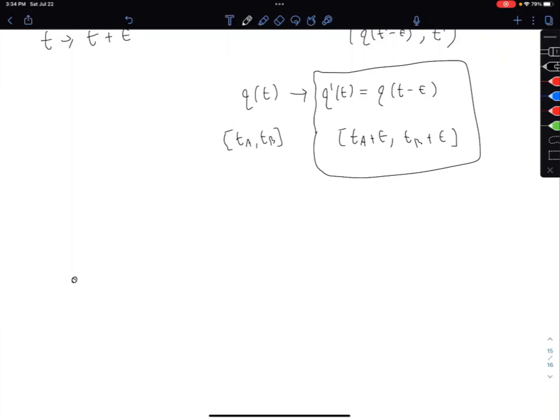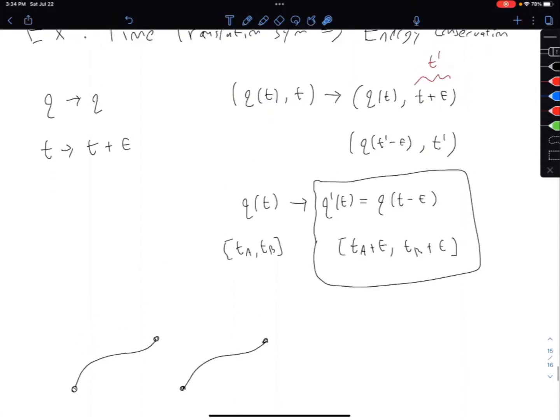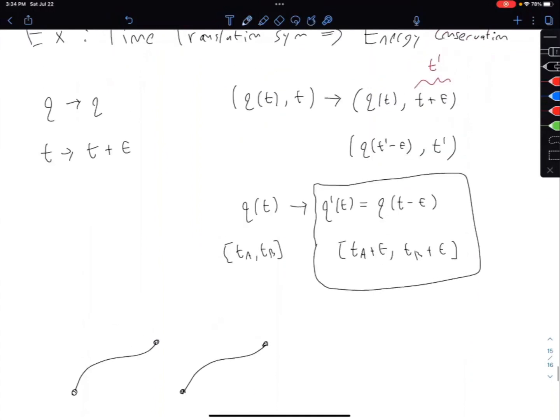Because if I have some action, and all I'm doing is shifting it over in time, if the Lagrangian actually depends on the time value, then these two paths will not have the same action, because I'm not changing anything besides the time. So it's only the case that the Lagrangian is independent of time that this will be a symmetry. Okay, so that's step one.